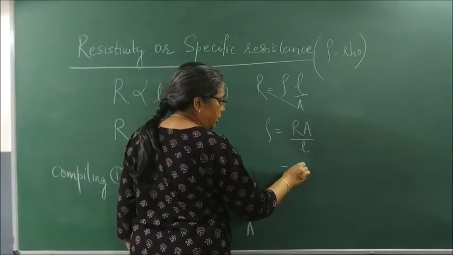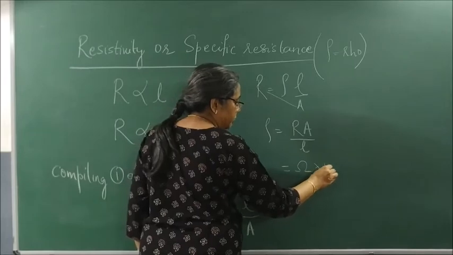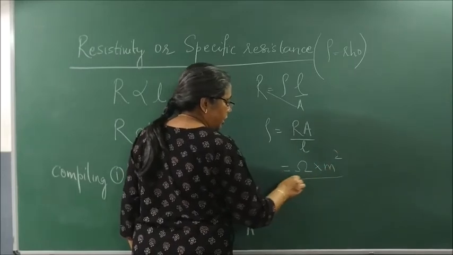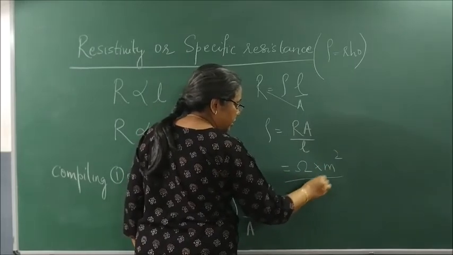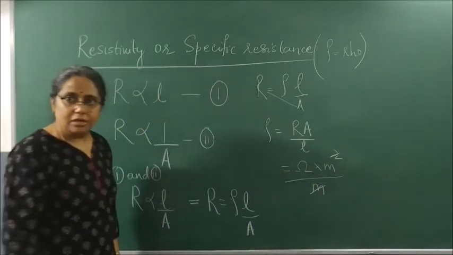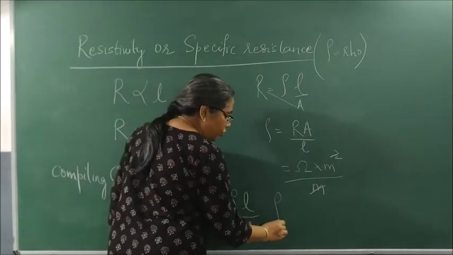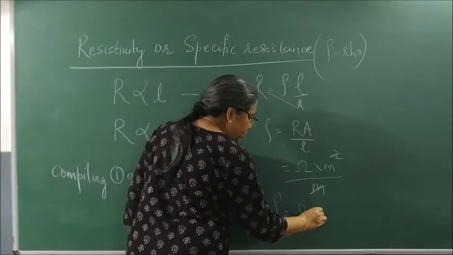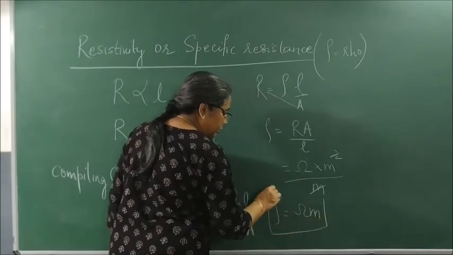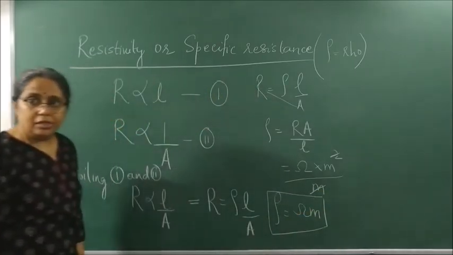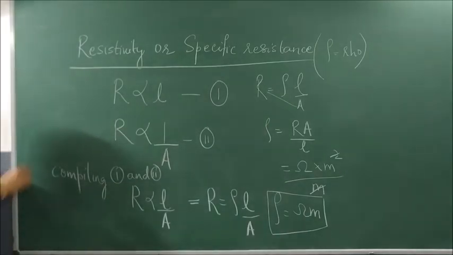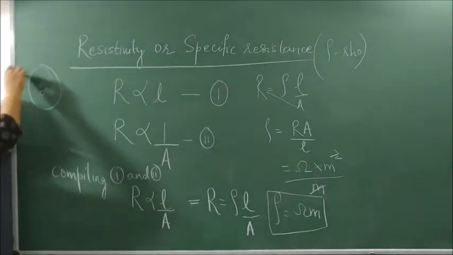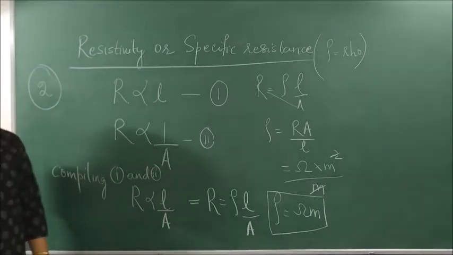R is measured in ohms. Area is measured in meters square. L is measured in meter. So this gets cancelled. So what is the SI unit of rho? Ohm meter. Is it clear? So this comes for how many marks? 2 marks in whole. Derivation of resistivity.